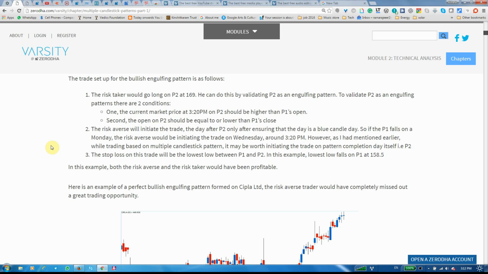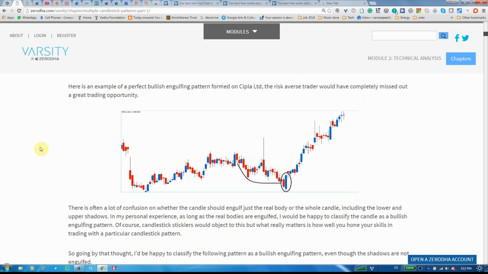Here is an example of a perfect bullish engulfing pattern formed on Cipla Limited. The risk-averse trader would have completely missed out on a great trading opportunity.